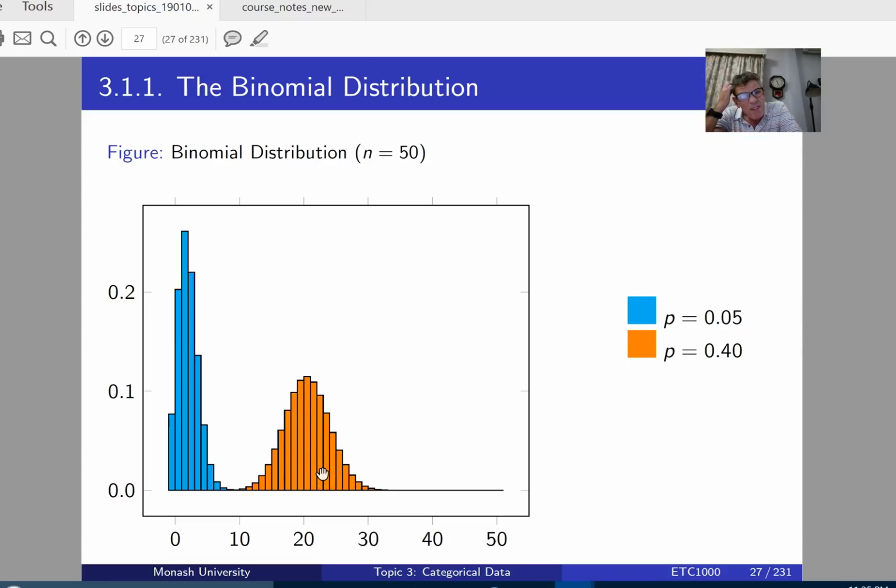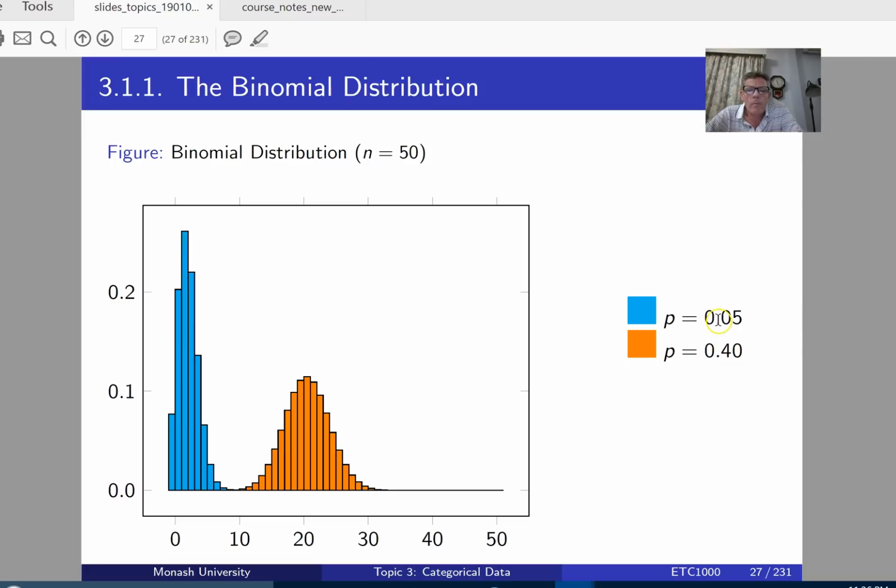But if you took another 50, it won't be exactly 20 necessarily. It might be, but it might be 21 or 22 or even 25 up to 30 or down as few as 10. So these are the kinds of values you could get in a group of 50 people answering how many of those answer yes to a particular question, if the overall proportion is 40%.